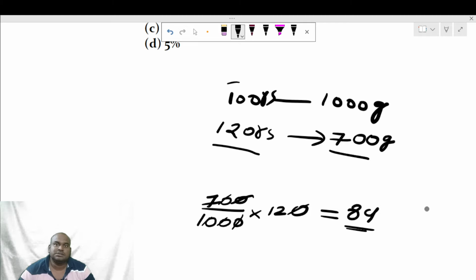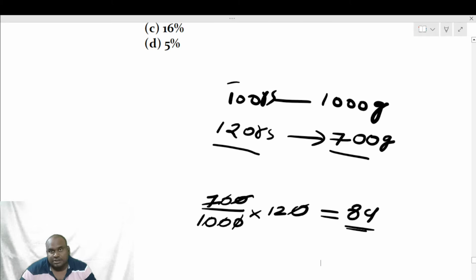Initially, how much they were spending? 1000 grams. And how much amount? 100. So from 100 rupees, their budget is decreased. To which point? To 84. Initially, they were spending 100, now they are spending 84. How much is reduced? 16 rupees is reduced.